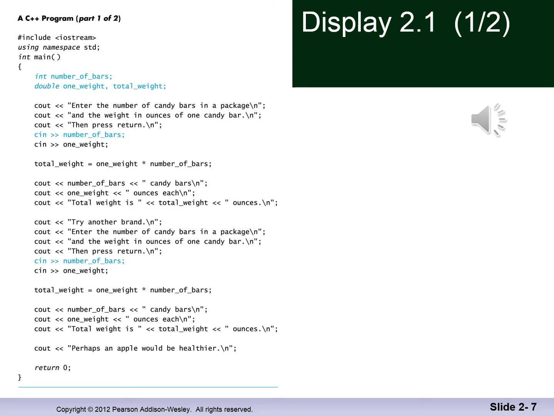The cin statement allows the user to enter a value that gets assigned to the number of bars variable and held within the program so that number of bars can be used for further calculation. Very important concept. In the next slide, we'll take a look at the dialogue of this program when it runs.